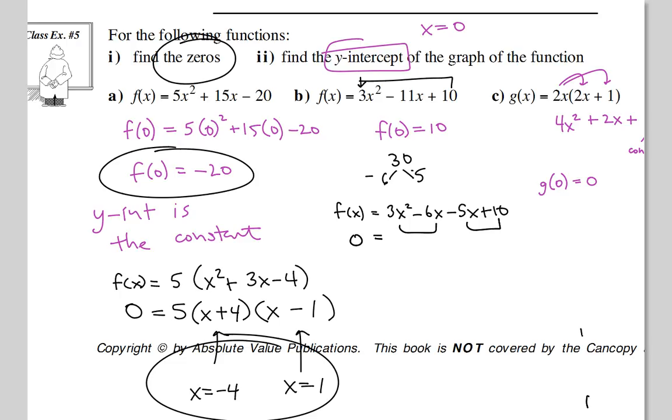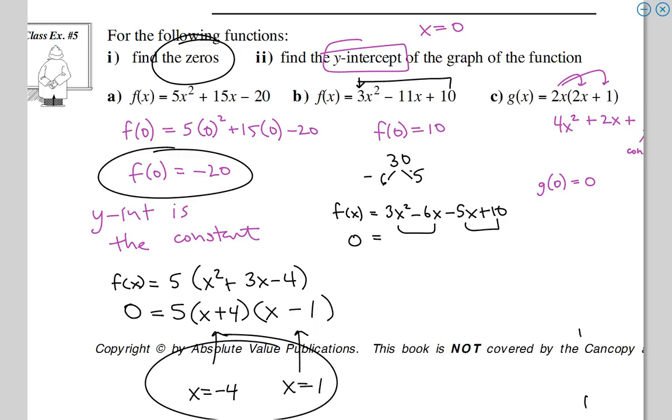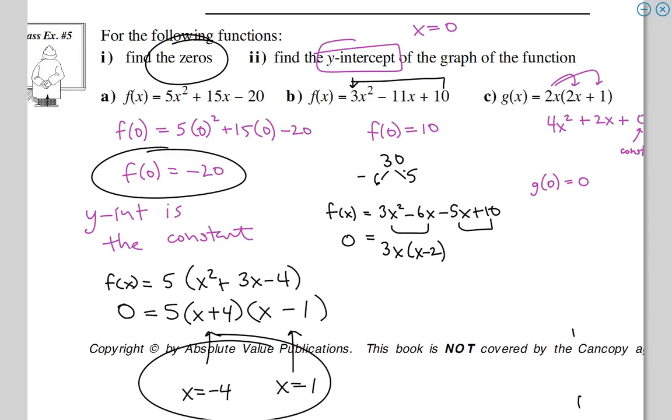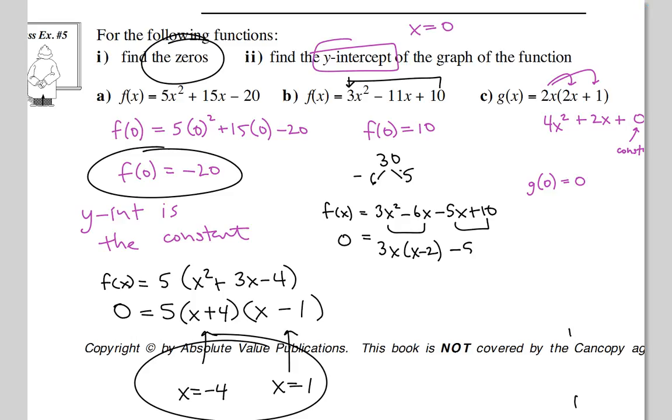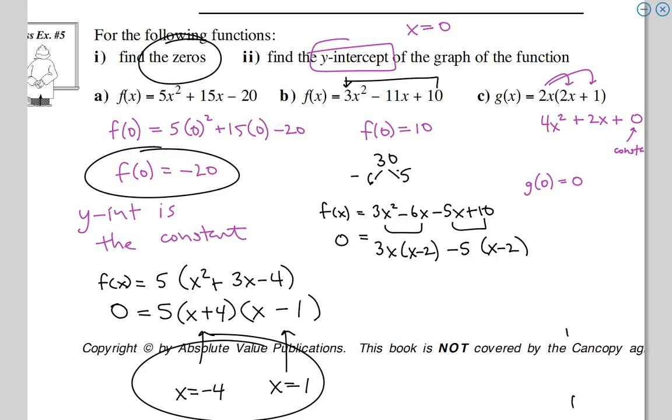We're going to put these in groups. We're going to take out a GCF. What do we get? 3x, x minus 2. And take out a minus 5, x minus 2. Now we can take out the 3x minus 5, and you have the x minus 2. Solve these individually. What do you get? 2's the easy one. Now the other one, cover up the 3, and it would be 5 divided by 3. 5/3.